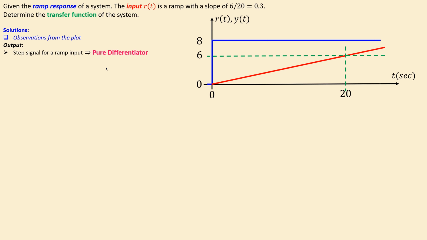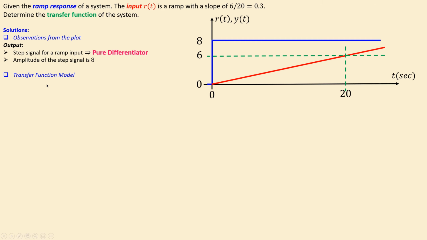So you will have a differentiator action if your input is a linear increasing function that will always give a constant if you have a pure differentiator. What you also see is the amplitude of this step signal, and the output is 8. So that will be also used later on for our transfer function of the system. So what is the transfer function model for this pure differentiator? How can we do that?